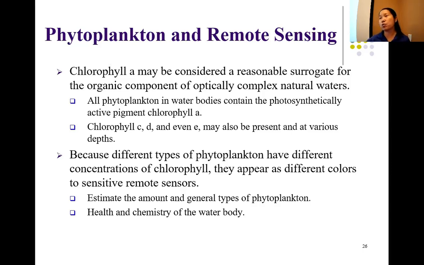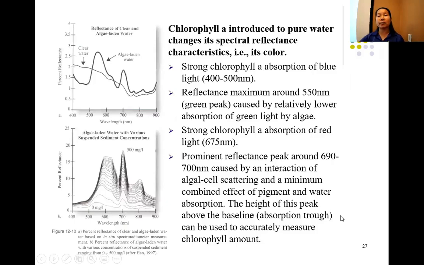A lot of the time we use remote sensing to look at this. Because different types of phytoplankton have different concentrations of chlorophyll, they appear as different colors to sensitive remote sensors. So often we use it to estimate the amount and general type of phytoplankton, for studies that classify the type, and also to study the health and chemistry of the water body. Because this is considered an environmental hazard and related to water quality impact, we assess the health and chemistry of the water body.